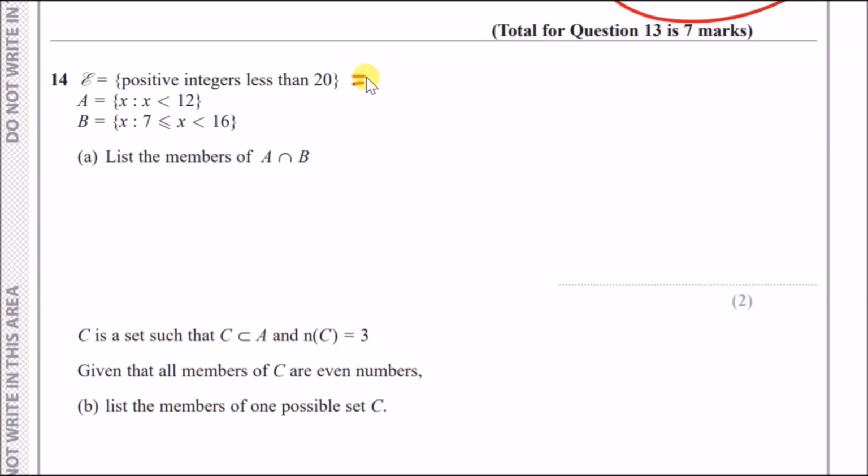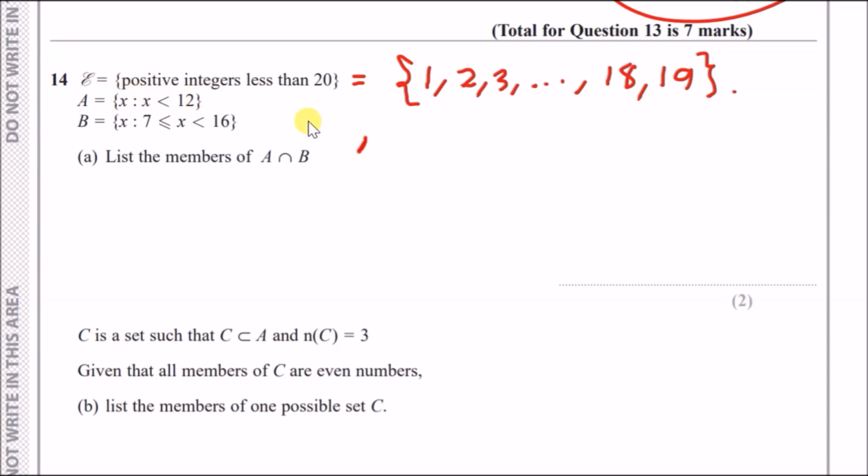So if I had to just put this out, positive integers means whole numbers which are positive, like 1, 2, 3, all the way up to 18, 19, but not 20, yeah? So these are the 19 numbers we're going to use. Second one, we have set A, which is part of the universal set.